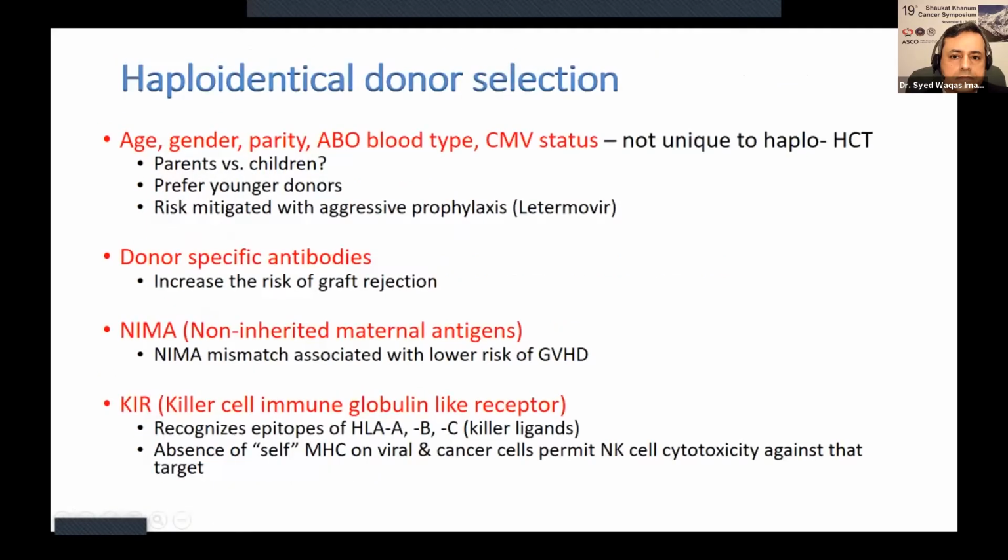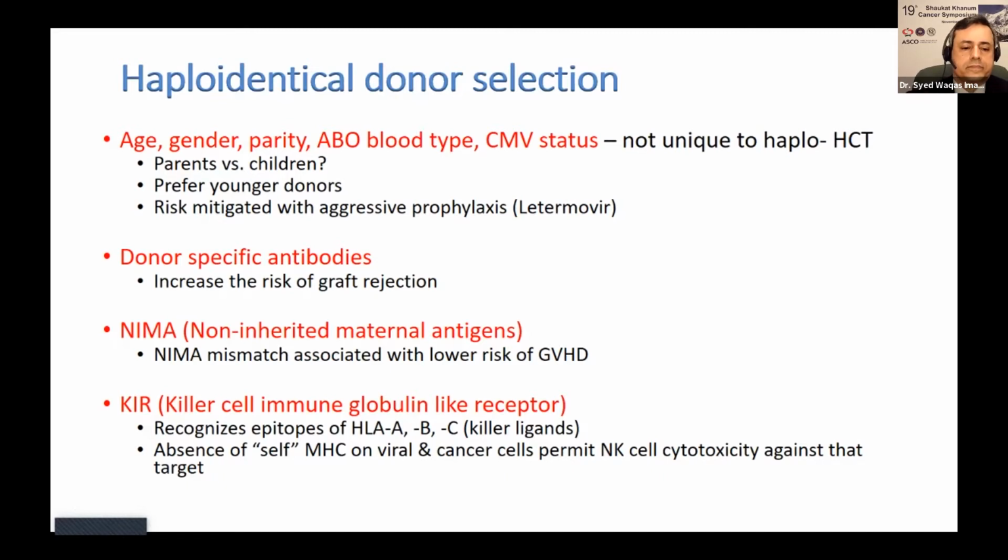How do we select the haploidentical donor? The factors such as age, gender, parity in female donors, ABO blood type, and CMV status are more or less similar to what we use with other types of grafts. The incidence of CMV reactivation was higher with haplotransplant. However, many centers have adopted aggressive strategies, and with the availability of drugs like letermovir, that risk has largely been mitigated. On the other hand, donor-specific antibodies remain a major concern. We will discuss those in the following slides.